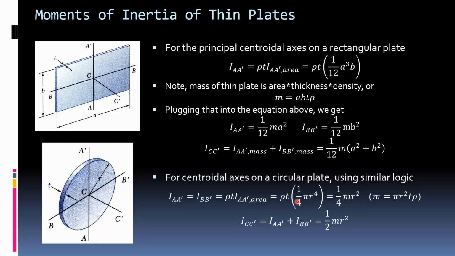And again, the polar moment of inertia, you just add the two of them together, and since they're the same, you can just multiply by 2, so it's 1/2 m r squared.